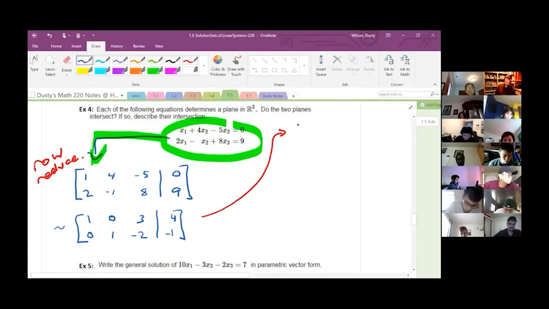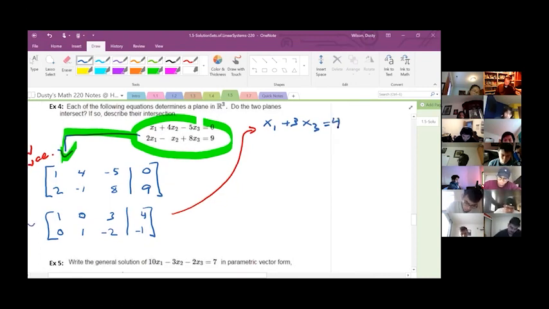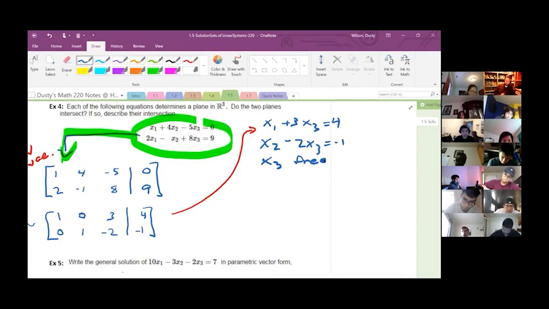This is telling us that x1 + 3x3 = 4 and x2 - 2x3 = -1. So here's my step 2, where I have expressed the basic variables in terms of any free variables. I should also write that x3 is free. Step 3 is to write a typical solution x as a vector whose entries depend on the free variables.